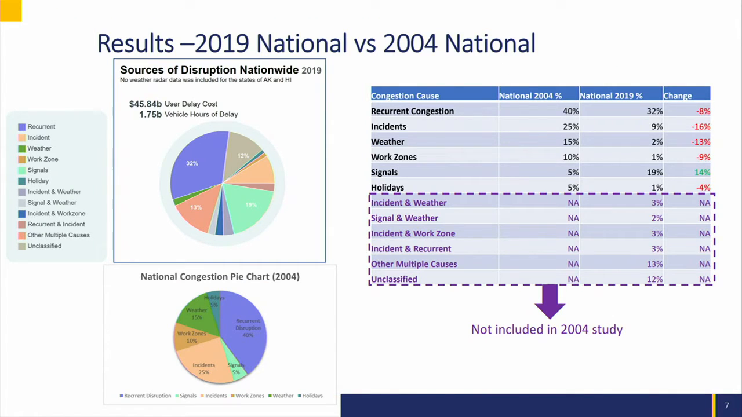So this slide just shows side by side, and it's not an apples to apples comparison because we have different data sources and different categories. But you can see some of the changes. Probably the one that's most pronounced that I've been talking with people about is traffic signals. It used to be 5%, now it's 19%. A lot different than it used to be. But again, that could be attributed to several different things. We also see that we have all these additional multi-cause categories, which had previously never been looked at before. So that was a unique contribution that we brought to the table.